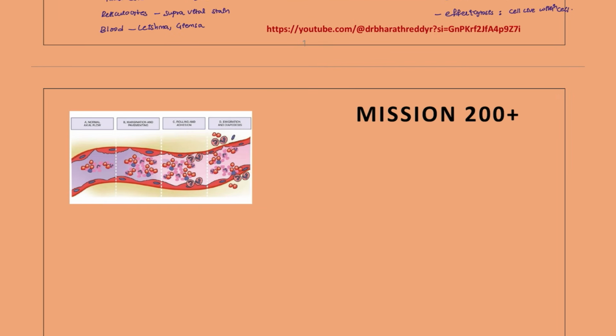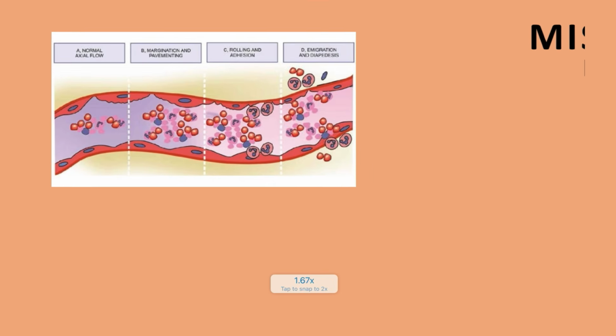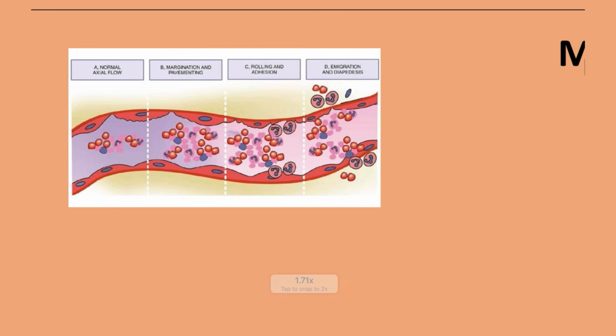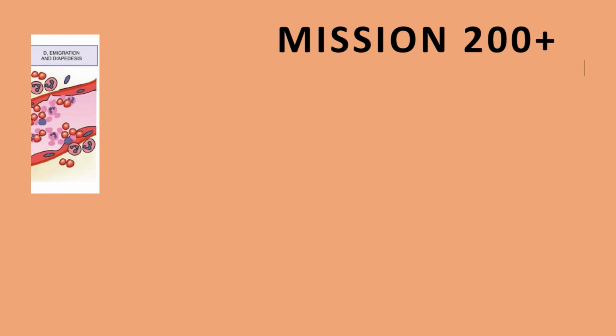Next, moving on to inflammation. Basically, inflammation is divided into two types: acute inflammation and chronic inflammation. So in acute inflammation, what happens? Generally in acute inflammation, there is an immediate onset, this is the immediate, and this is the delayed.